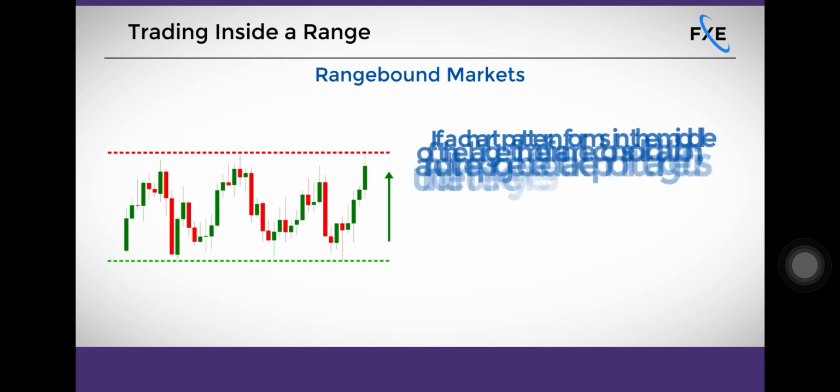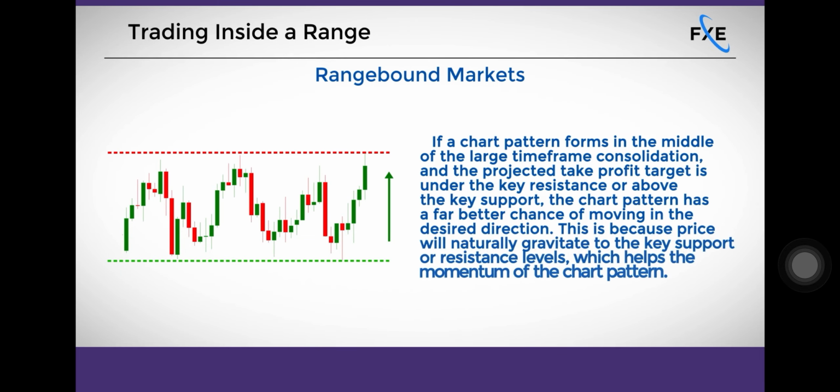If the chart pattern forms in the middle of a large time frame consolidation and the projected take profit target is under the key resistance or above the key support, the chart pattern has a far better chance of moving in the desired direction. This is because the price will naturally gravitate to the key support or resistance levels, which helps the momentum of the chart pattern.